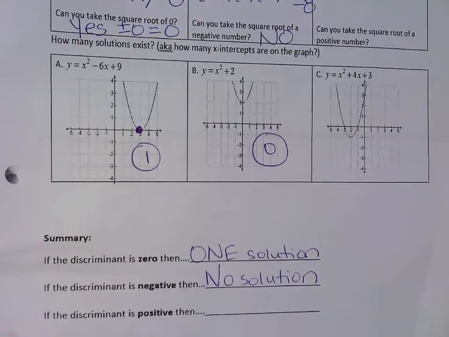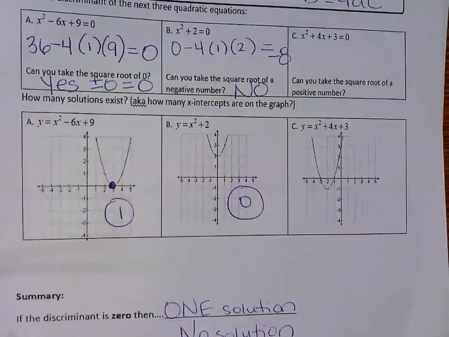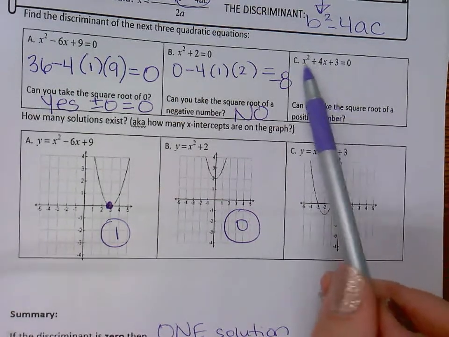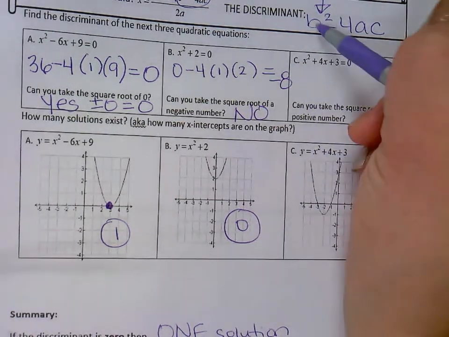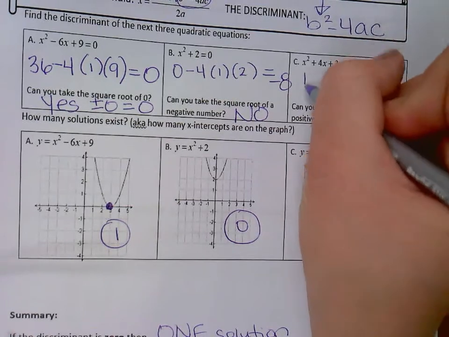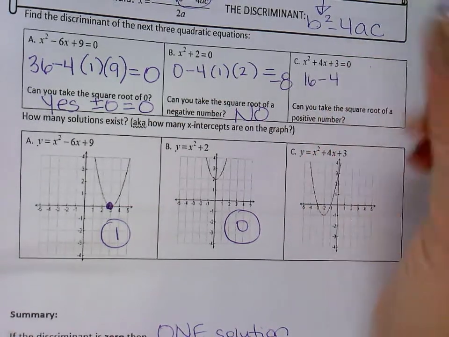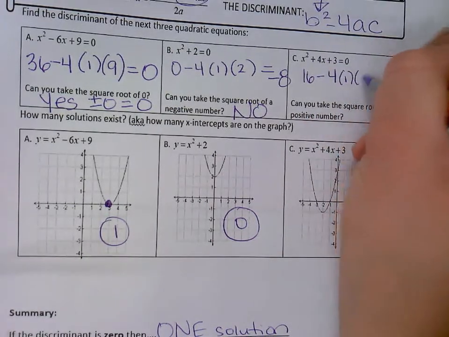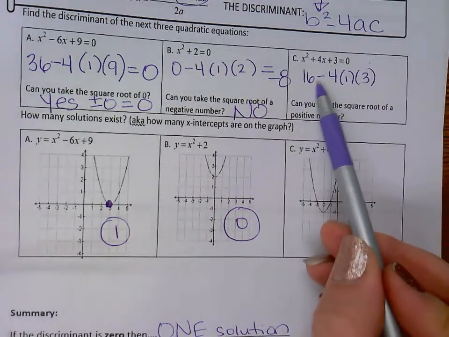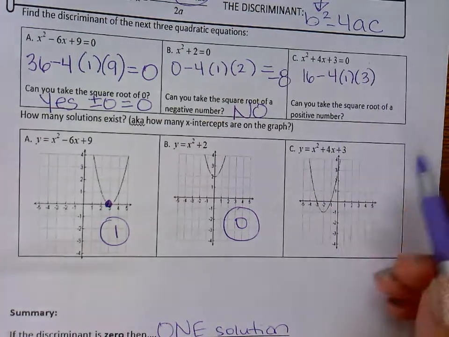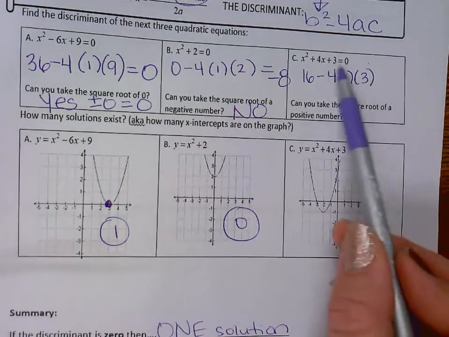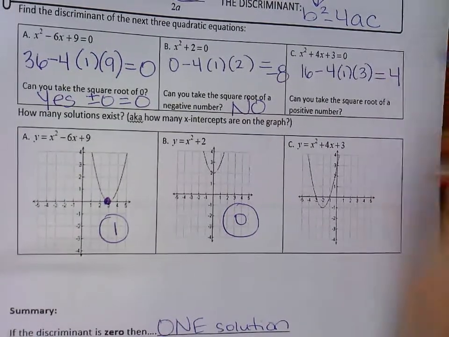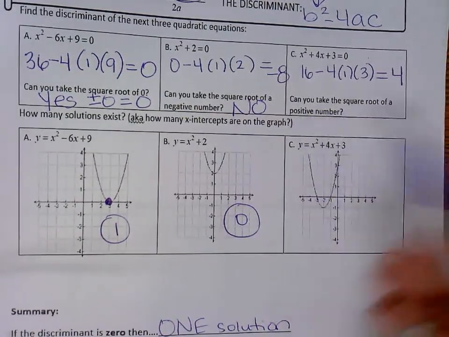And then the last one is the one that you're going to find most often. You're going to get solutions, right? So when I do b squared, which is 16 this time, minus 4 from the equation, a is 1, and c is 3. What's 16 minus 4 times 1 times 3? So this is 12. What's 16 minus 12? Positive 4. Can you take the square root of a positive number?